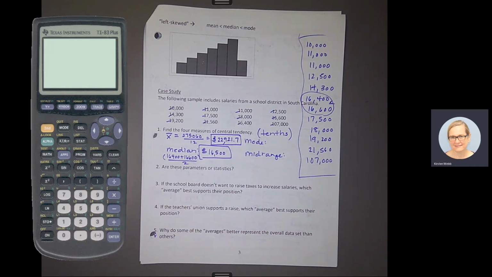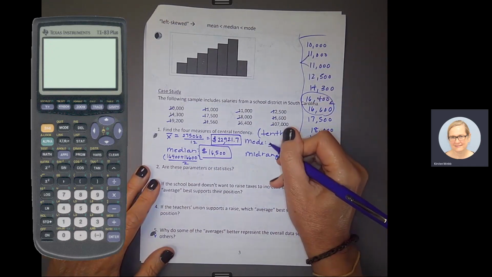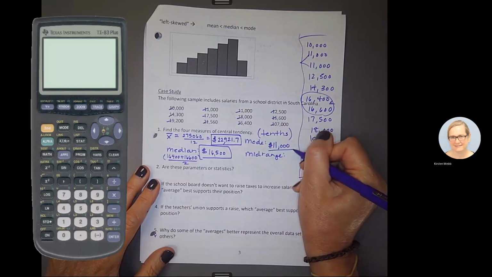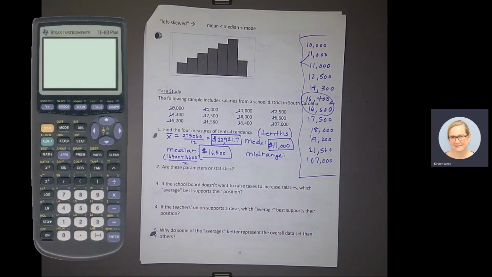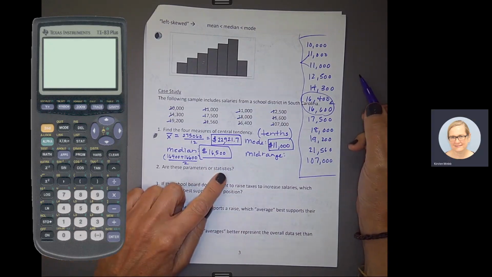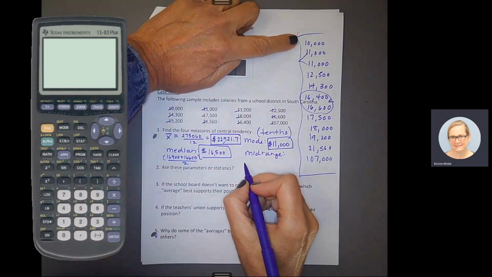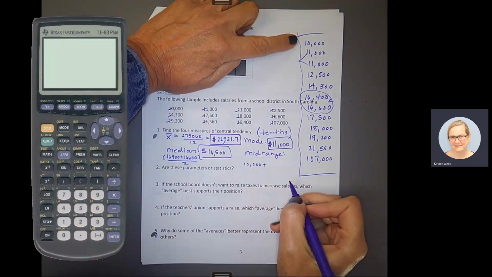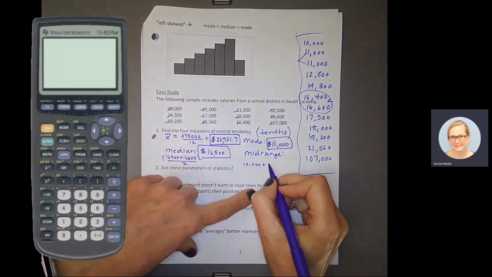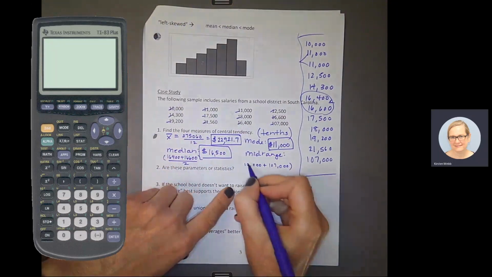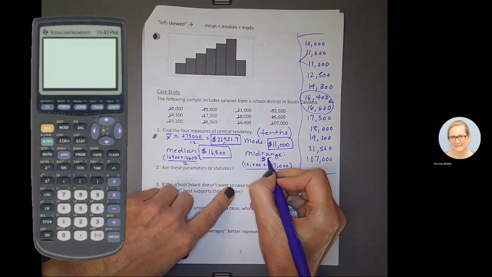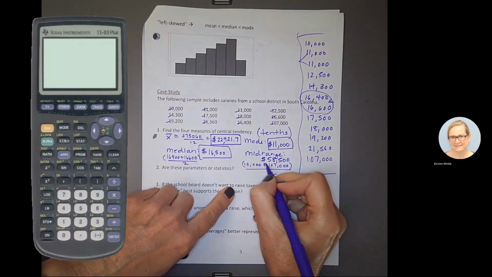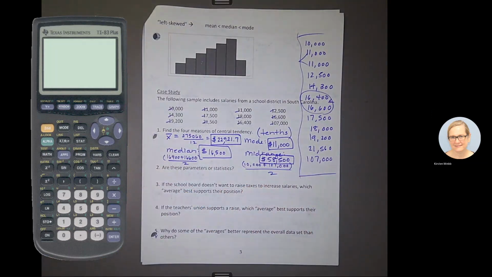Are we happy with 11,000 for the mode? There were two 11,000s, which was more than anything else. Yep. And are we happy with the mid-range? 58,500. Yeah. Where does it come from? You took the lowest, which was 10,000, plus the largest, 107,000, divided by 2.